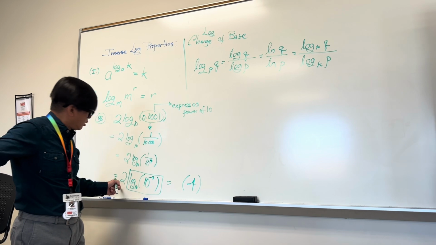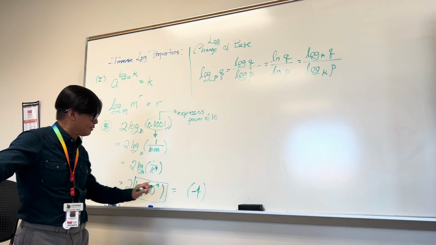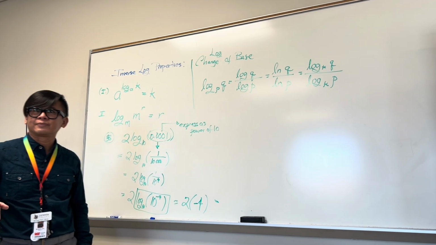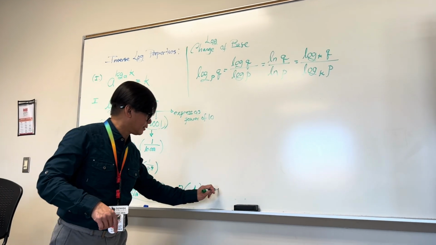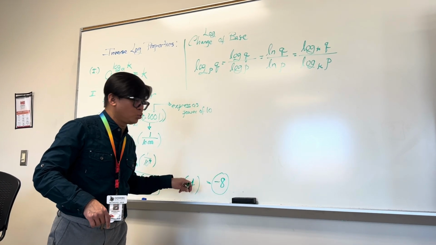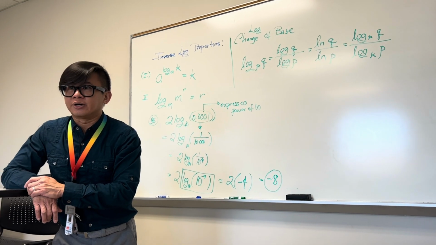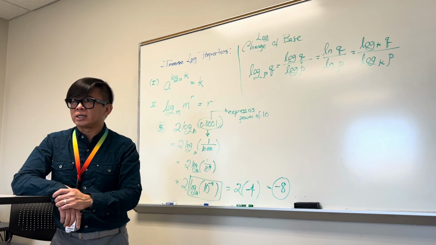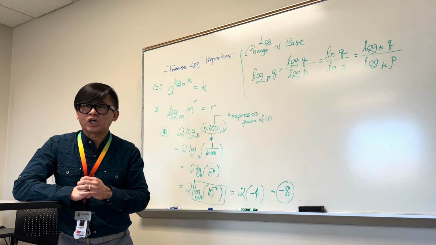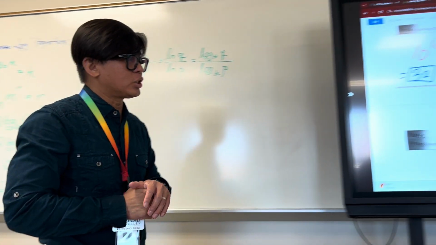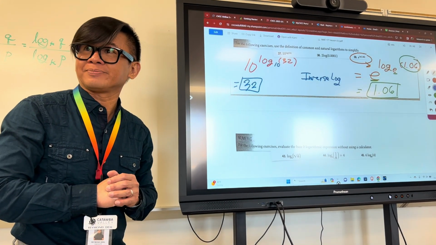But again, you multiply it by 2. So what's the answer, guys? Negative 8. Okay. Again, we're doing it this way because it says algebraically, but you can verify the answer on your calculator as well. Are we good? All right. Questions regarding that?